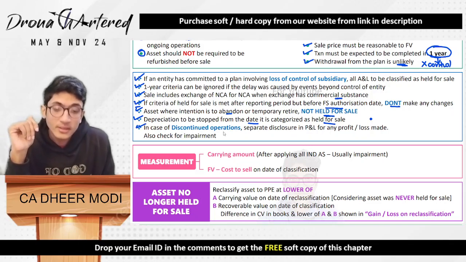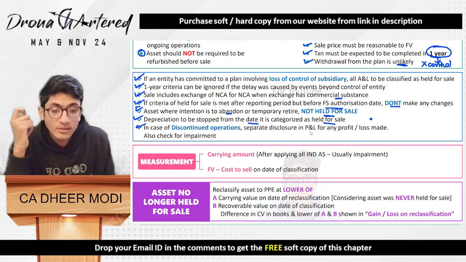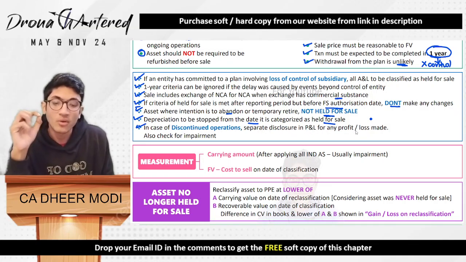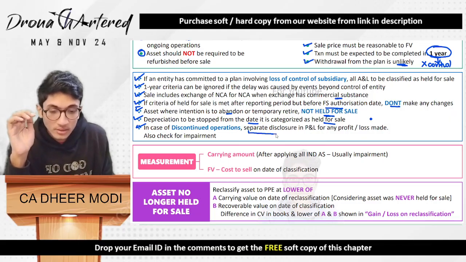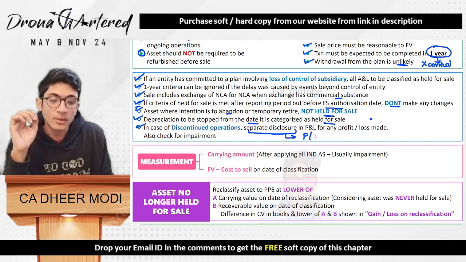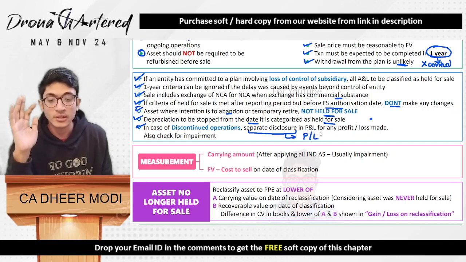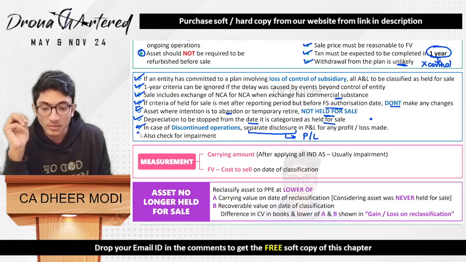In case of discontinued operations, a separate disclosure in P&L is to be made for any profit or loss. So if there are any discontinued operations, you will also have to give a disclosure that this was my profit or loss because of these discontinued operations. And lastly, you will also be checking for impairment.